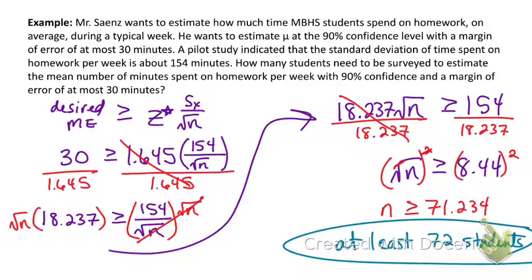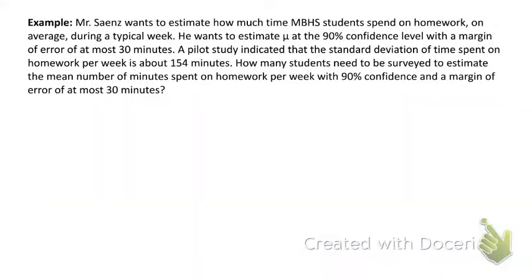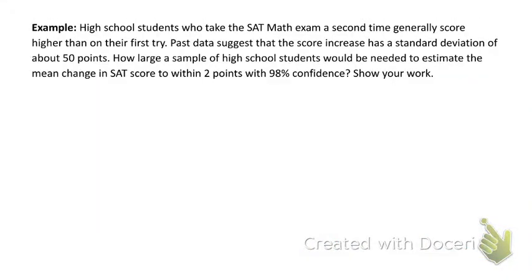Easy enough. Let's do it again. High school students who take the SAT math exam a second time generally score higher than on their first try. Past data suggests that the score increase has a standard deviation of about 50 points. How large a sample of high school students would be needed to estimate the mean change in SAT score to within 2 points with 98% confidence? Oh, man. I threw you a curveball, didn't I?